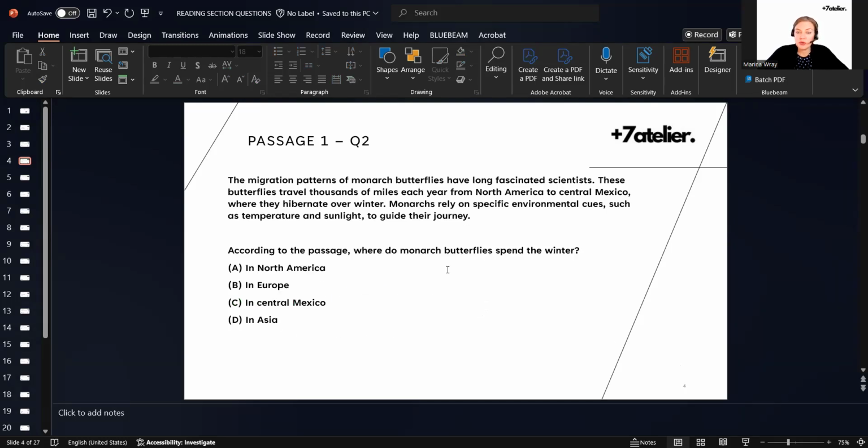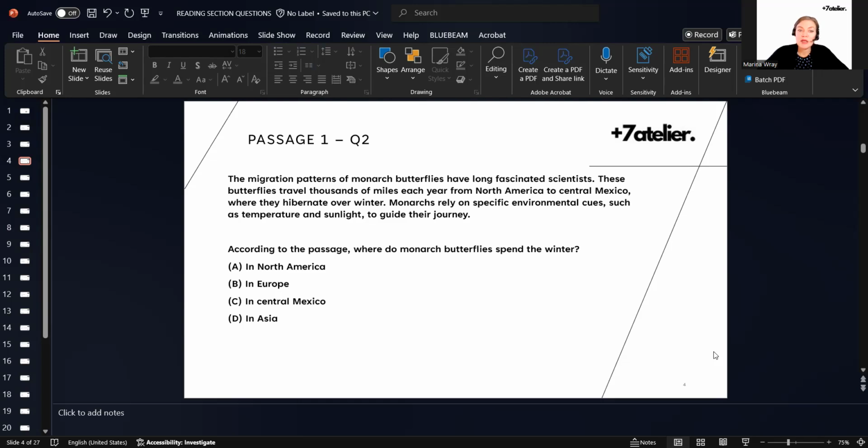Question number 2 for the same passage, and you will have 10 questions per passage. Here I'm sharing with you a little more passages than you will find in the exam, but we need to practice. That's why we do that here. So question number 2 goes this way. According to the passage, where do monarch butterflies spend the winter? A, in North America, B, in Europe, C, in central Mexico, or D, in Asia?